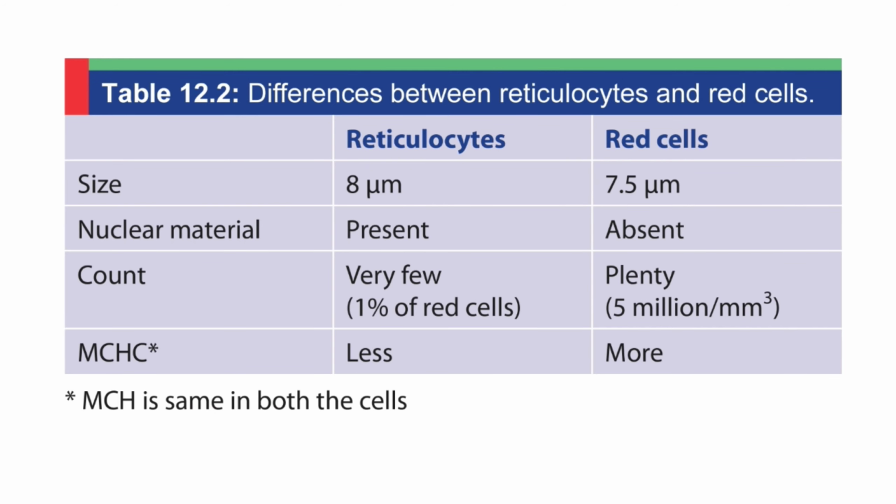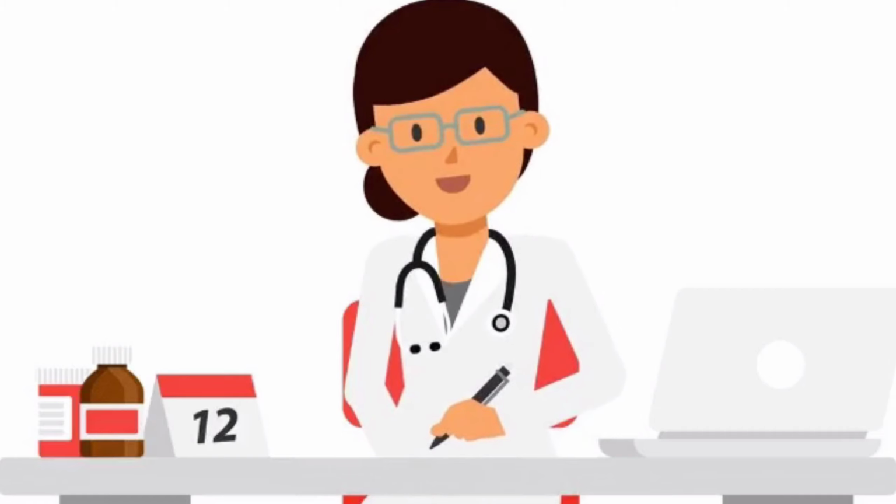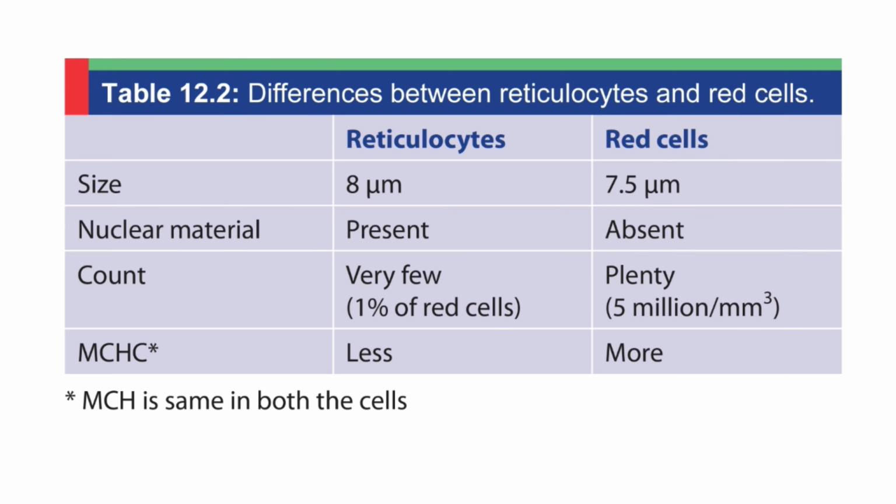Difference between the reticulocytes and red cells. Even though this is not mentioned in the competencies, we need to know about this because it's a favorite topic from the examiner's point of view. So we will study this. Reticulocyte size is around 8 micrometer as I already mentioned, and a red cell has 7.5 micrometer of diameter. And nuclear material is present within the reticulocytes and absent in red cells.